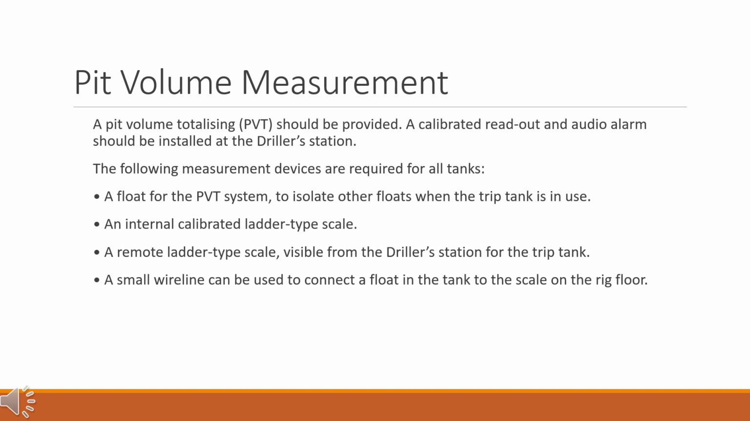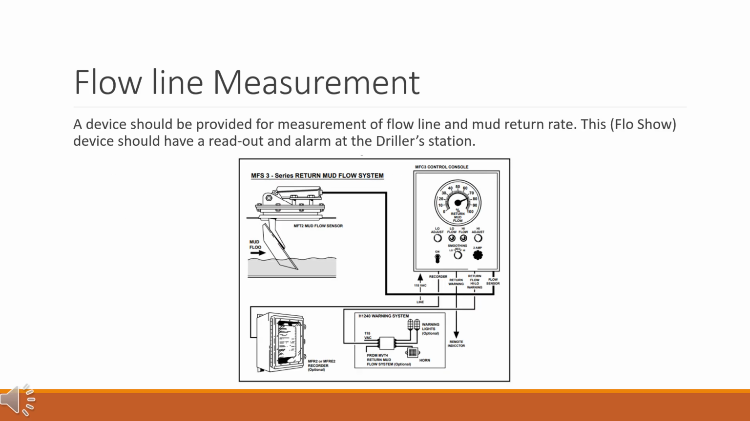A float for the PVT system, to isolate other floats when the trip tank is in use. An internal calibrated ladder type scale. A remote ladder type scale, visible from the driller's station for the trip tank. A small wire line can be used to connect a float in the tank to the scale on the rig floor. Flow line measurement. A device should be provided for measurement of flow line and mud return rate. This flow show device should have a readout and alarm at the driller's station.